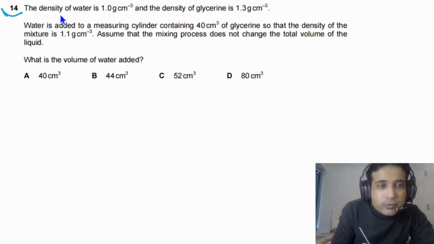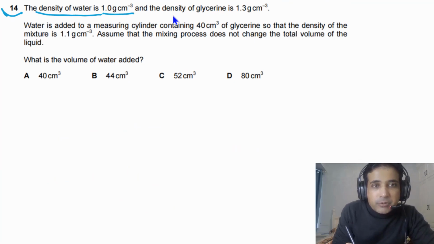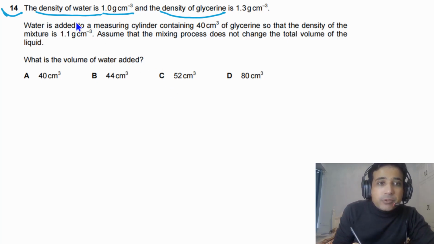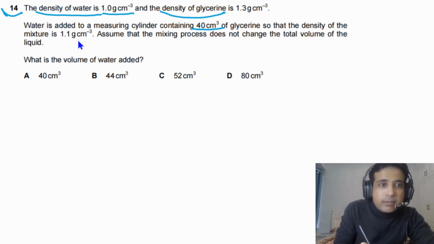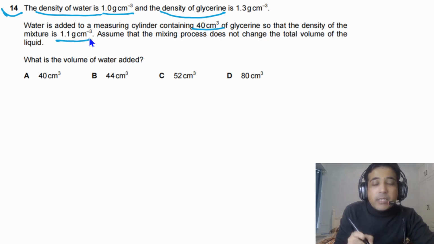For question number 14, it is given to us the density of water is 1.0 grams per cubic centimeter and density of glycerine is 1.3 grams per cubic centimeter. Water is added to a measuring cylinder containing 40 cubic centimeters of glycerine so that the density of the mixture is 1.1 grams per cubic centimeter. Assume that the mixing process does not change the total volume of the liquid, and we need to find out what is the volume of water added.